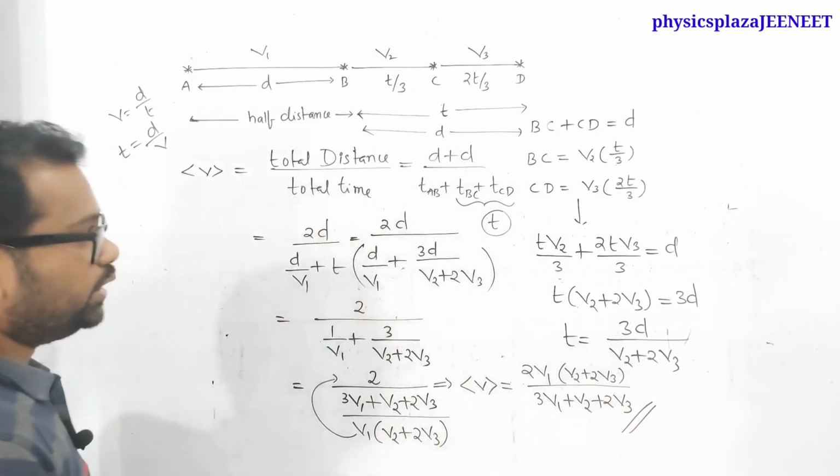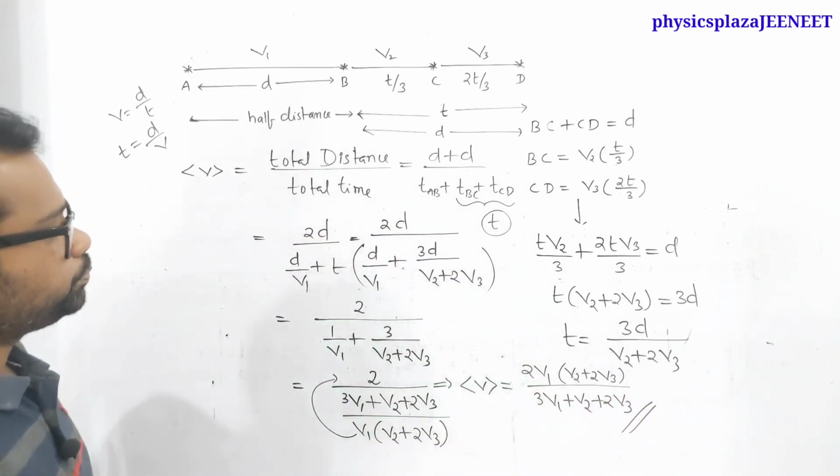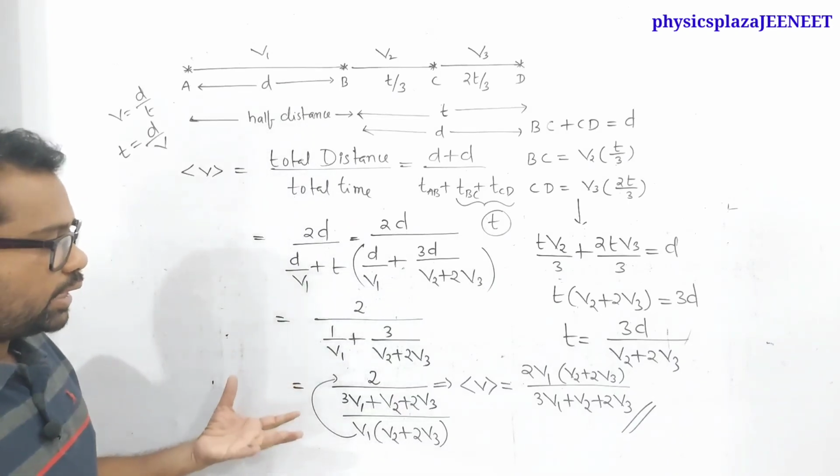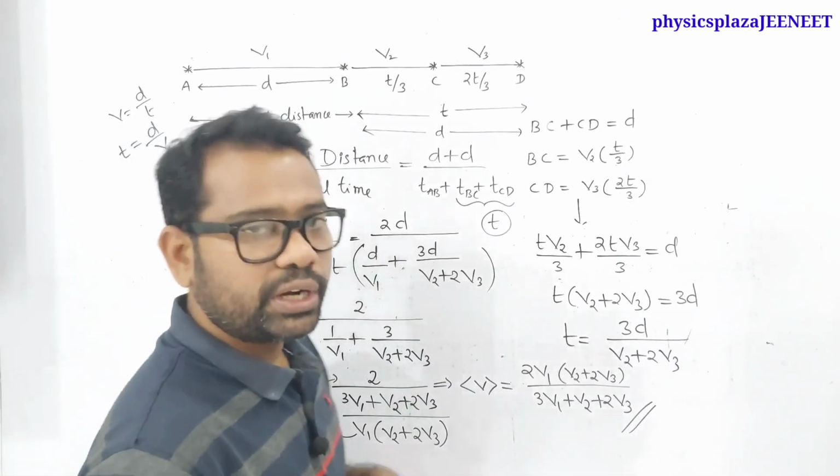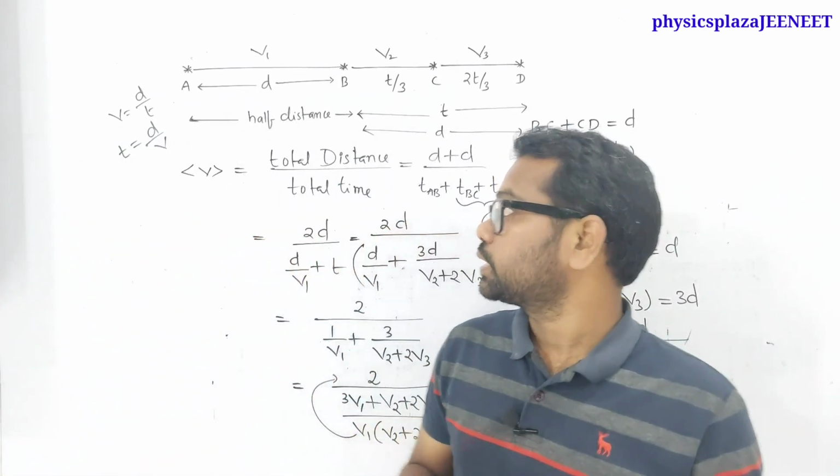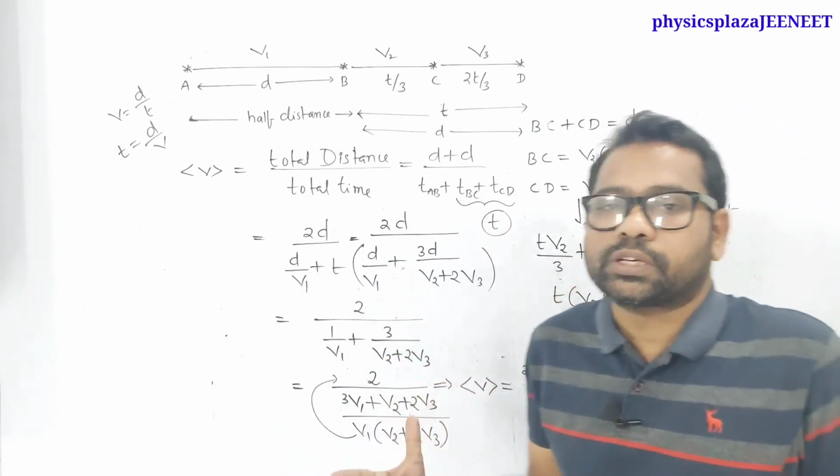So this is how we can calculate the average speed. So children, this is today's discussion about speed, velocity and average speed.